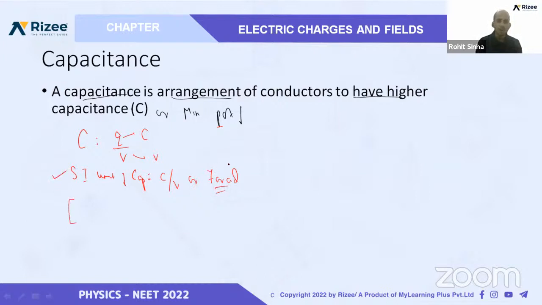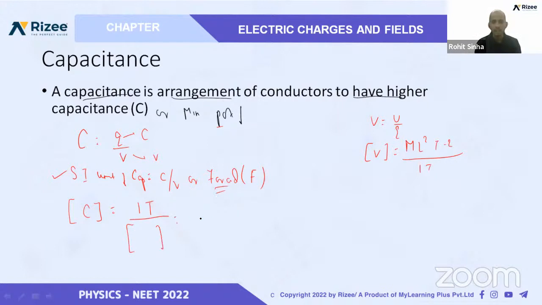In short we call it F. Secondly, if we want to write the dimension of C, what will it be? For charge it is IT, we have studied, and for potential we know V is equal to U by Q. So the dimension of potential will be what? It will be energy, which is ML²T⁻², divided by charge, which is IT. We will put all those in and solve it. We will get the dimension of capacitance.